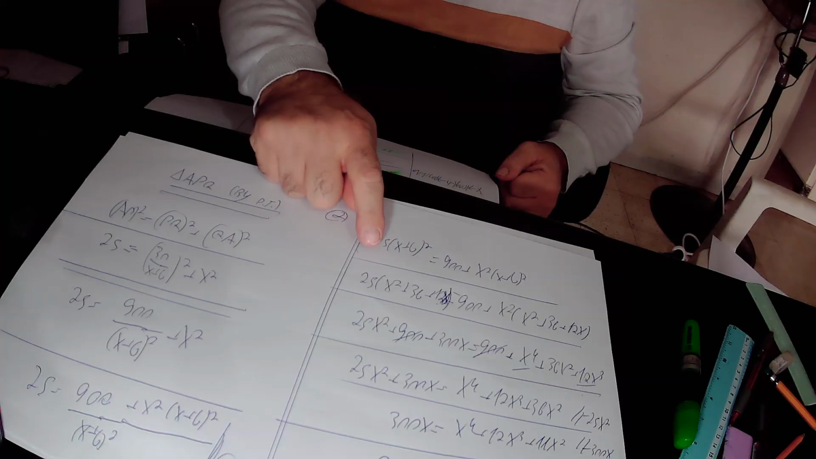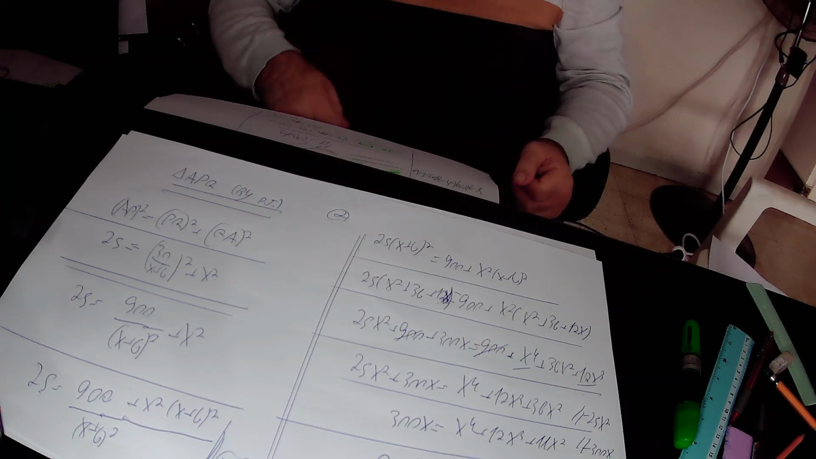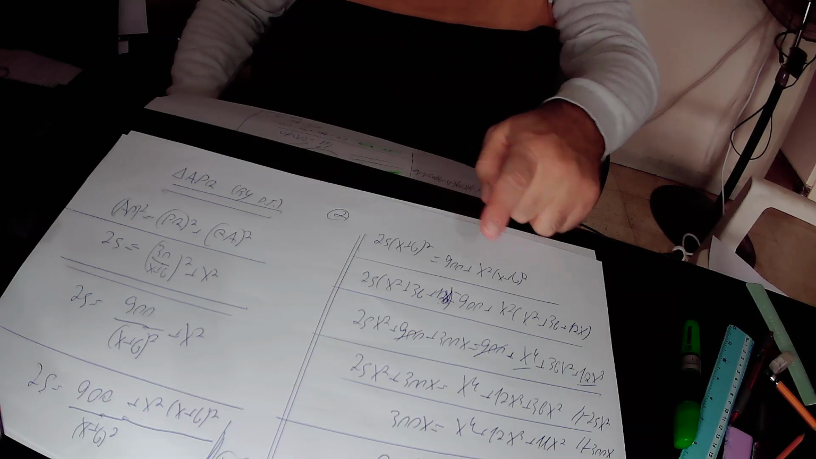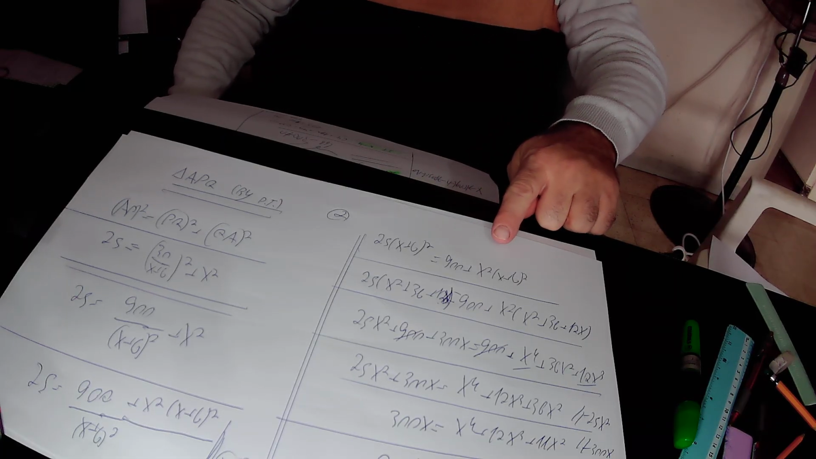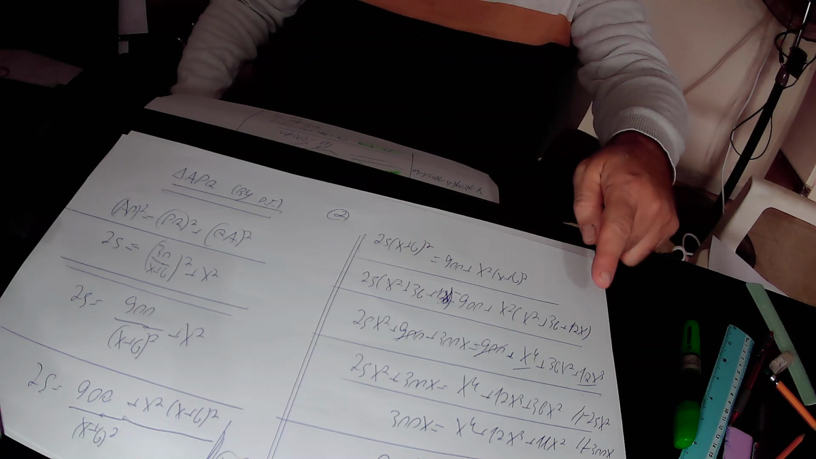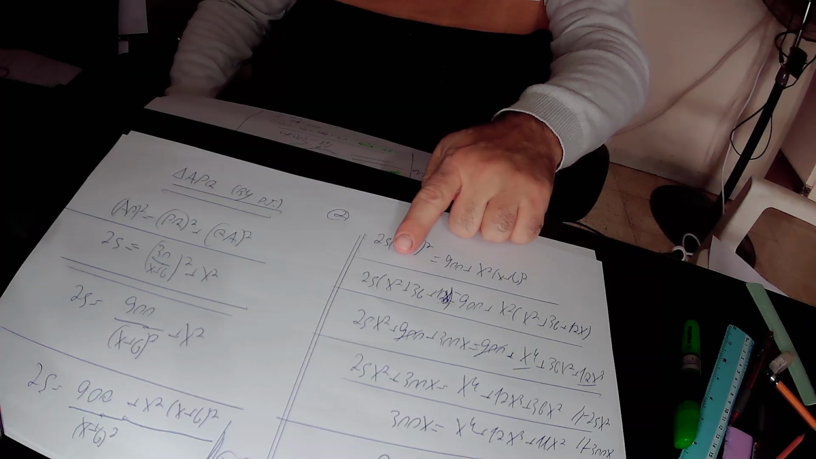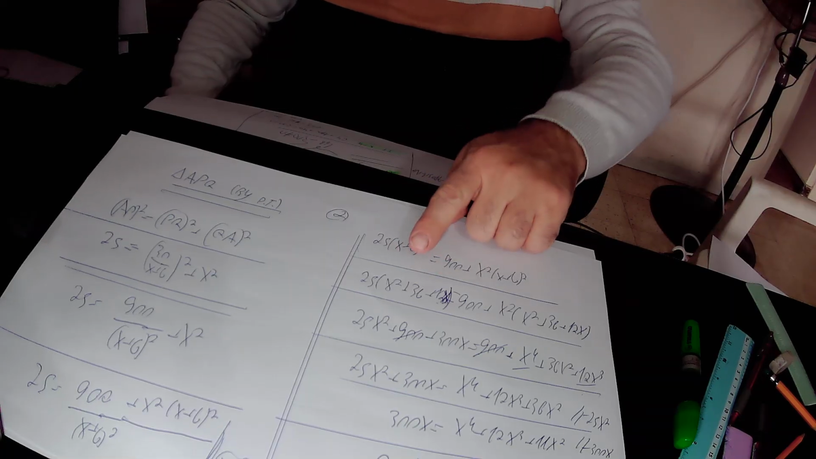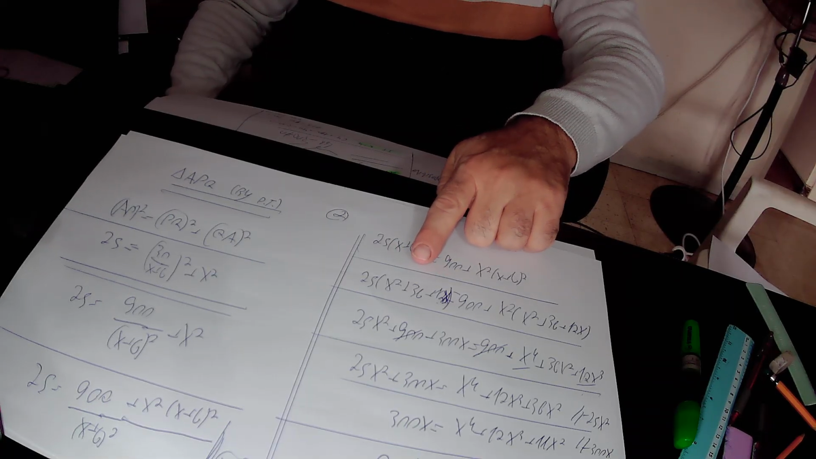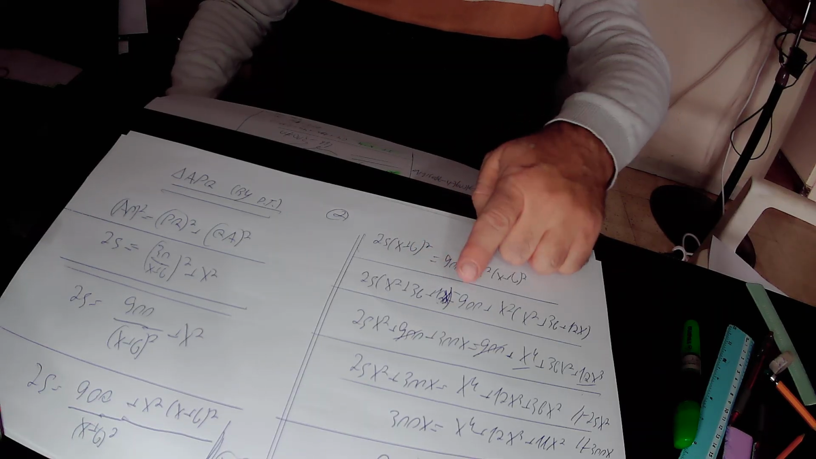(x plus 6) squared equals x squared plus 6 squared plus 2 times x times 6, that is 12x. On the other side of the equation we have 900 plus x squared times (x plus 6) squared. Again, (x plus 6) squared equals x squared plus 6 squared, that is 36, plus 2 times x times 6, that is 12x. We open the brackets on this side of the equation, and finally found out that 25 times x squared equals 25x squared, 25 times 36 is 900, and 25 times 12x equals 300x.